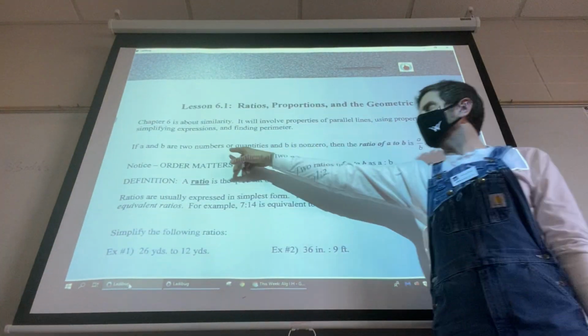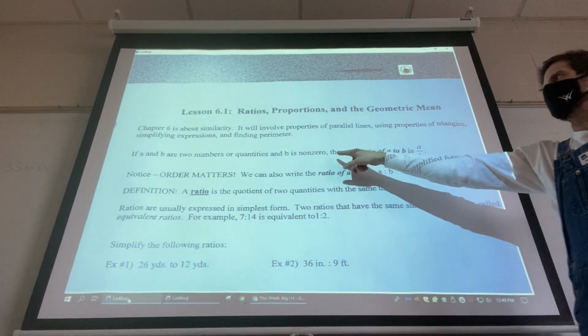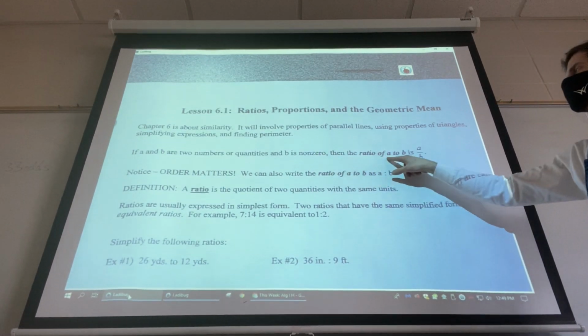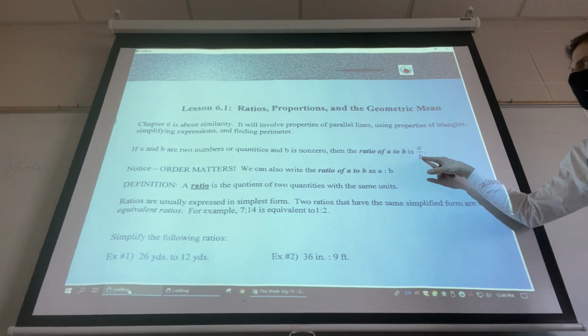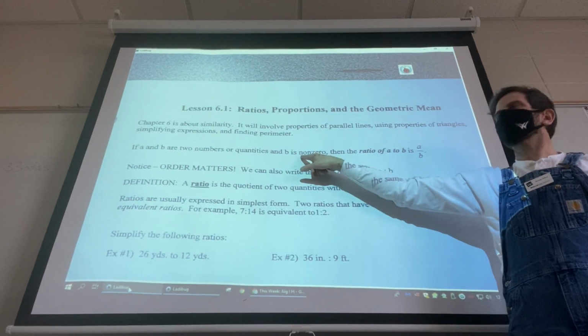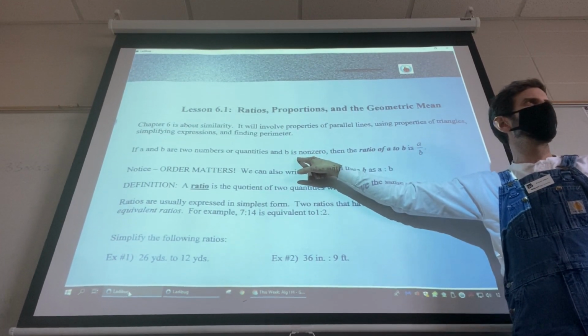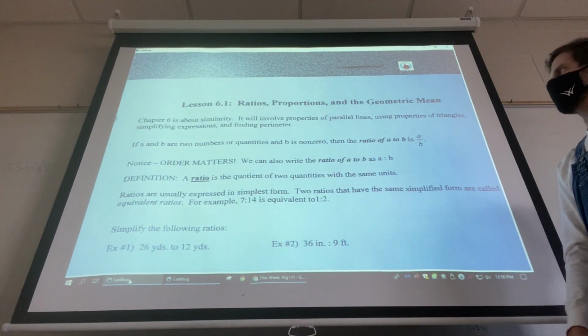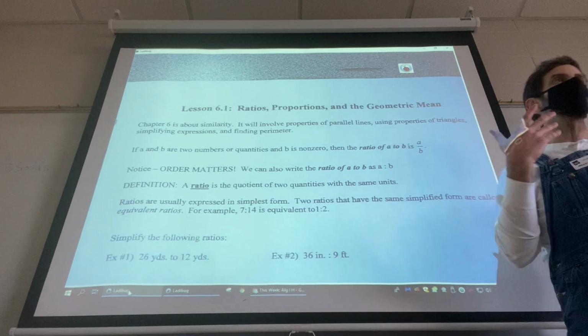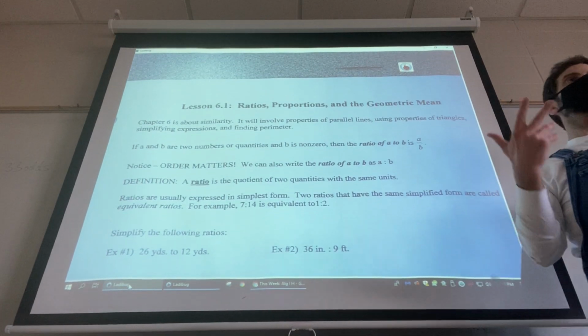If A and B are two numbers or quantities, and B is non-zero, then the ratio of A to B is A over B, like that. Why do they add this part right there? Because if you divide by zero, it messes things up. But a ratio is basically comparing two things using division.